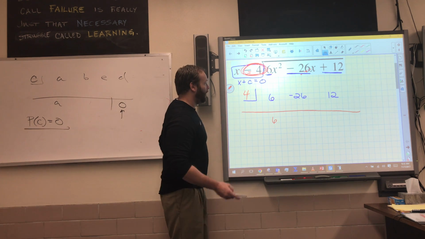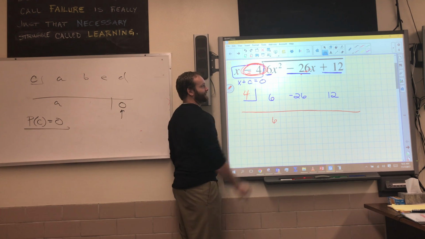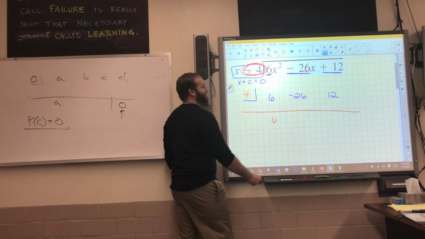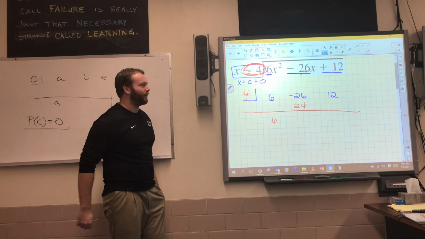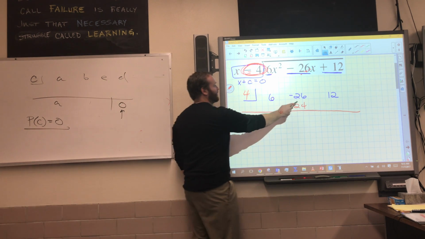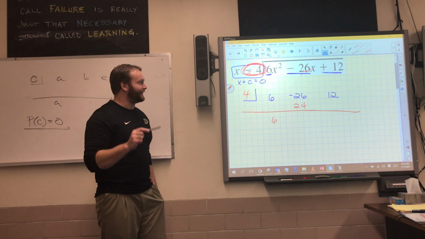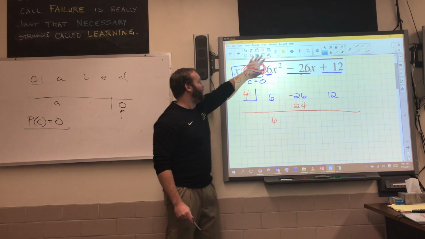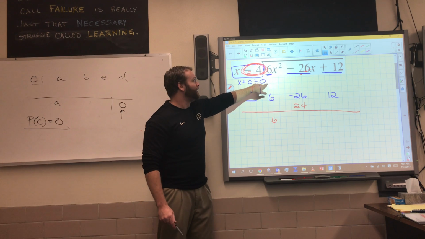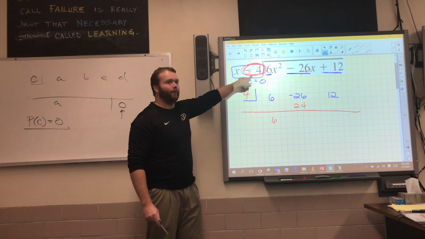Now you take this 4 times 6, and it gives you 24. We write that 24 underneath our second term. That is analogous to taking that 6x that you came up with and multiplying it by x, which gives you 6x squared. And then you take that 6x and distribute it to the negative 4, right?